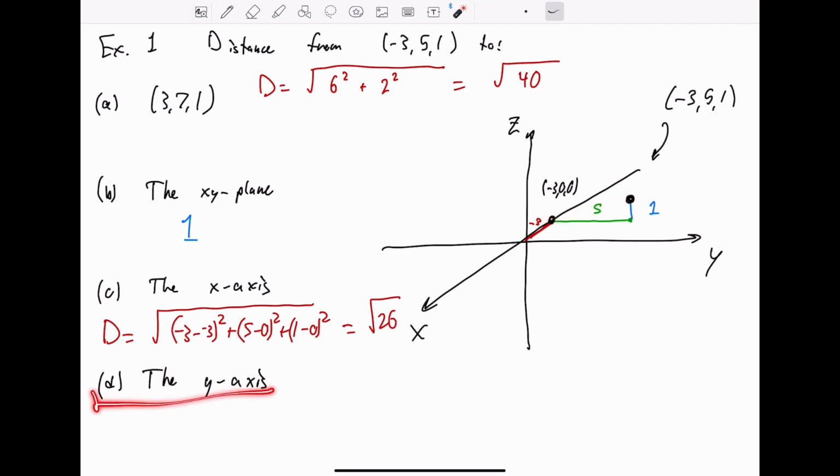Let's solve part D. What's the distance to the y-axis? Once again, we could really choose any point along the y-axis, but we want the shortest possible distance, which will be exactly perpendicular here. So this point here is the closest to the point (-3, 5, 1).